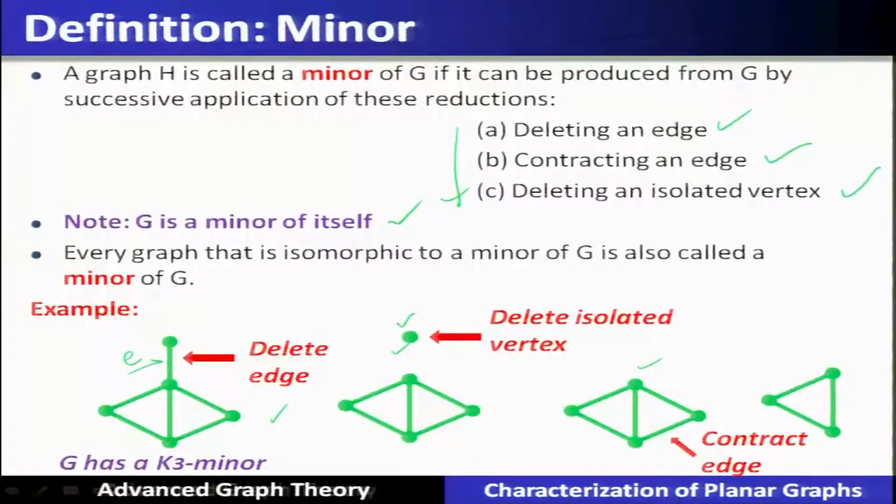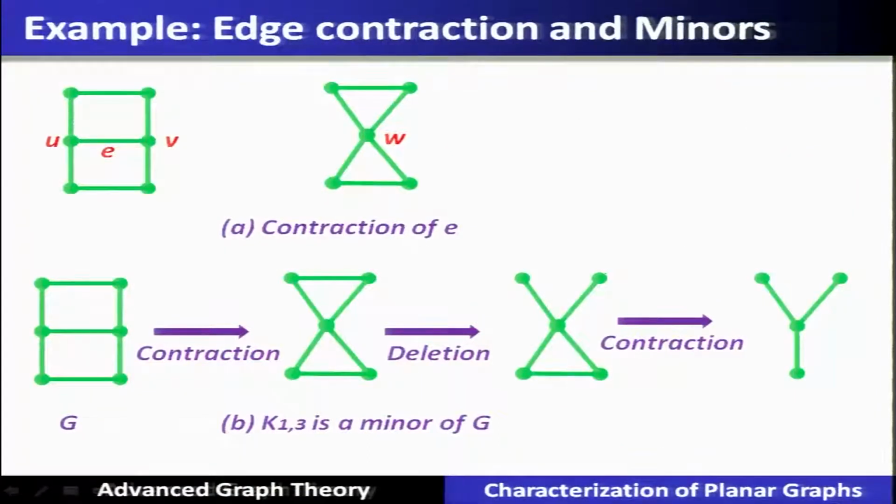In this graph, we will select this edge and perform the edge contraction. When we perform the edge contraction, the multiple edge will come, and let us delete this particular edge, so that we will obtain K3 as its minor. So, the graph G we have shown has K3 as the minor.